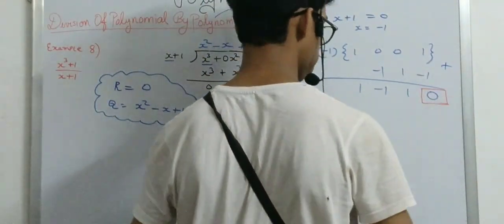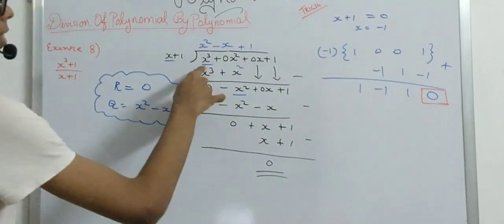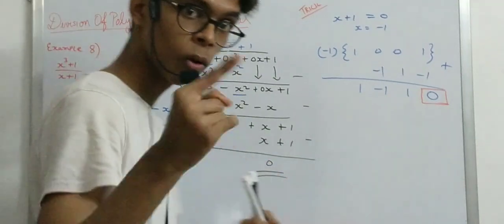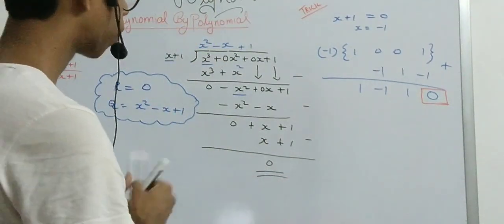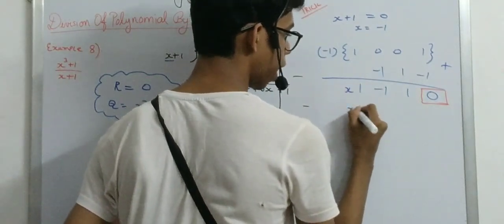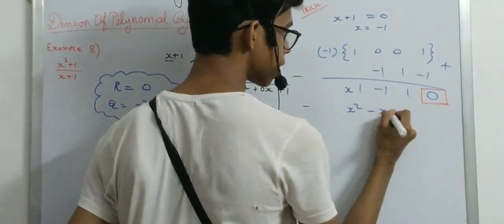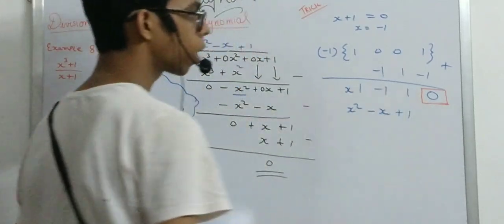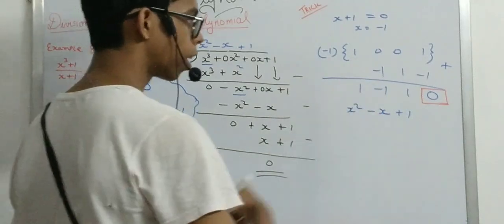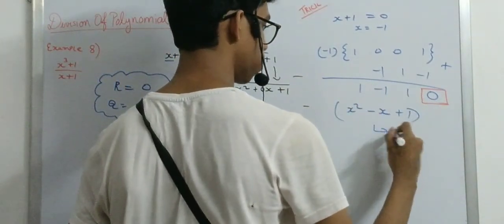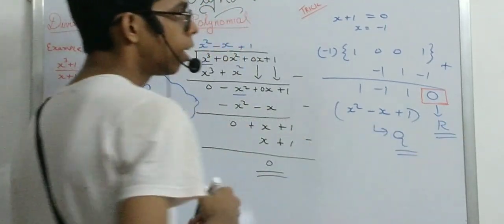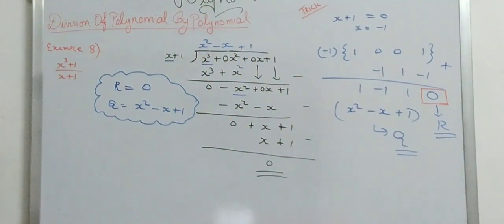Since the dividend is x cube, the quotient that we will be getting will be 1 degree less. So 1 degree less means we should start from x square. So x square minus x plus 1. The same thing we are getting. This is the quotient that we are getting and 0 is the remainder.